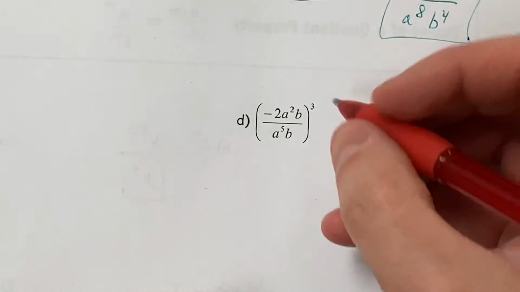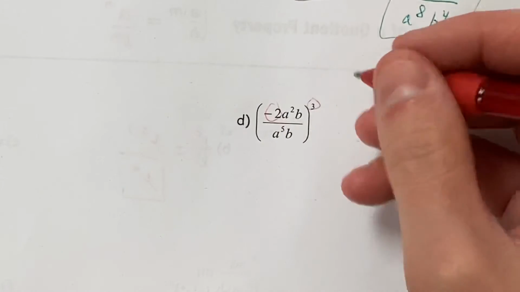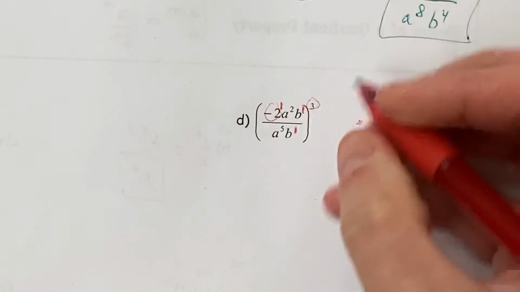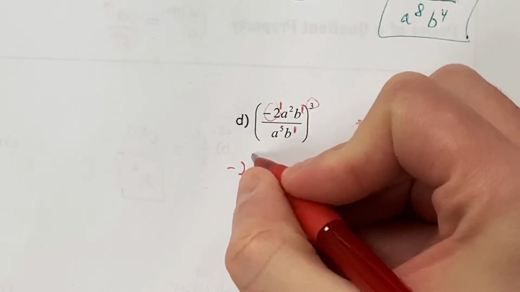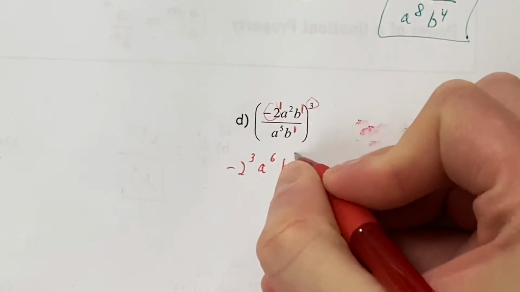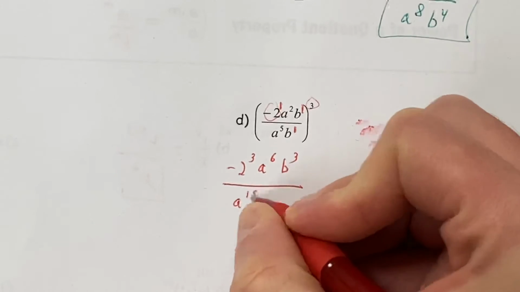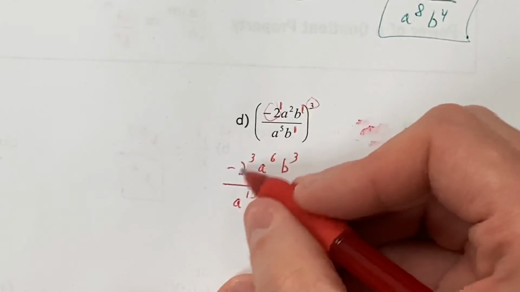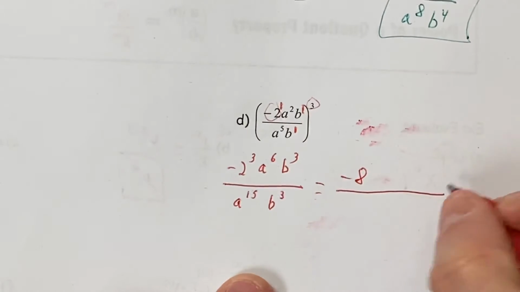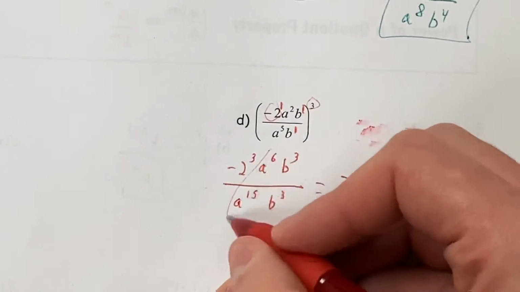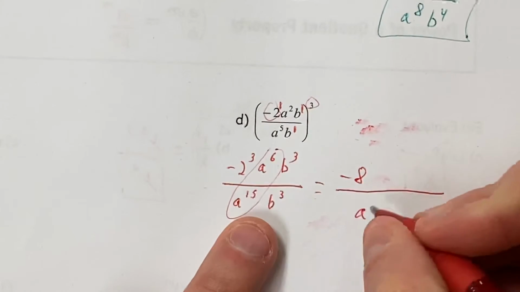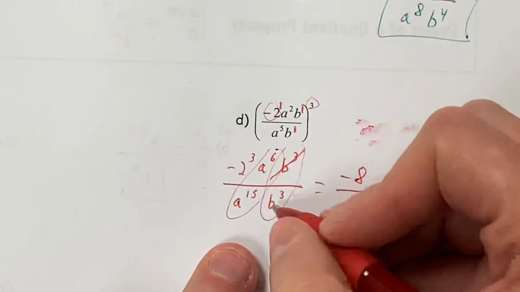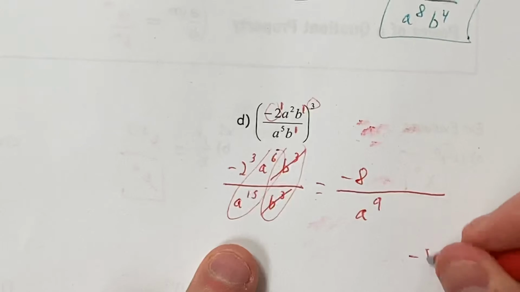For D right here, negative 2 to the 3rd power is negative 8. Or if you want, you can picture these as exponents of 1. So when you put them to the 3rd power, it's negative 2 to the 3rd, a to the 6th, b to the 3rd, over a to the 15th, b to the 3rd. Negative 2 to the 3rd power is negative 8. Dealing with the a's, a will be on the bottom with a 9. And the b's are exactly the same, so they'll cancel. So the answer is negative 8 over a to the 9th.